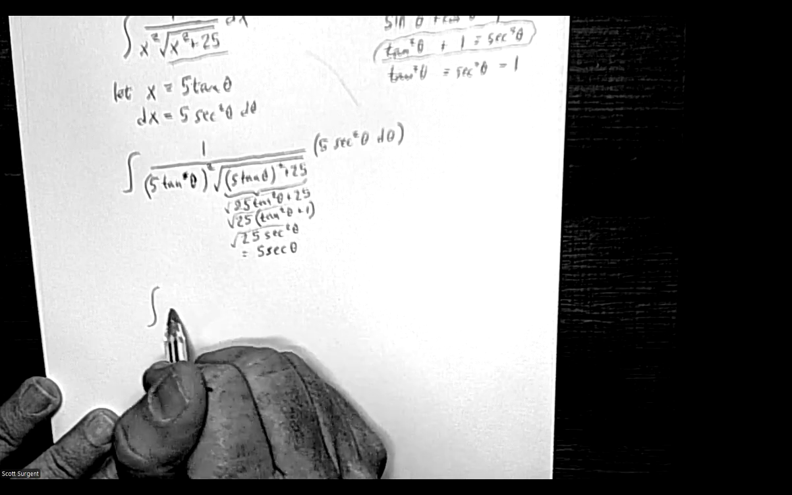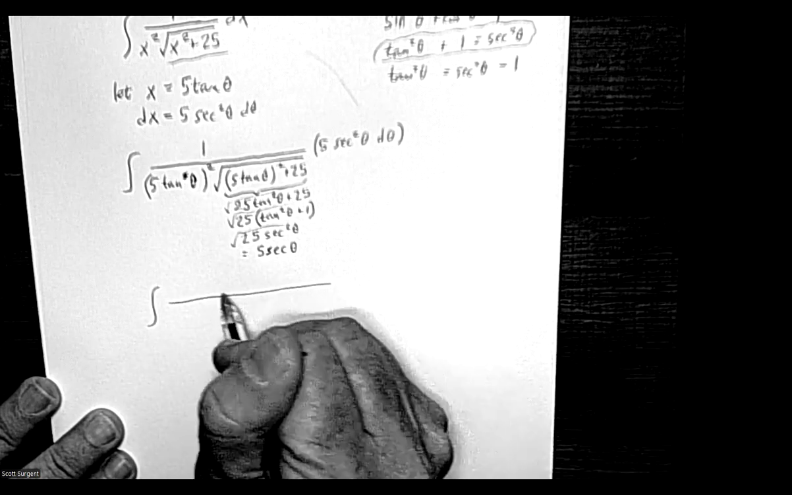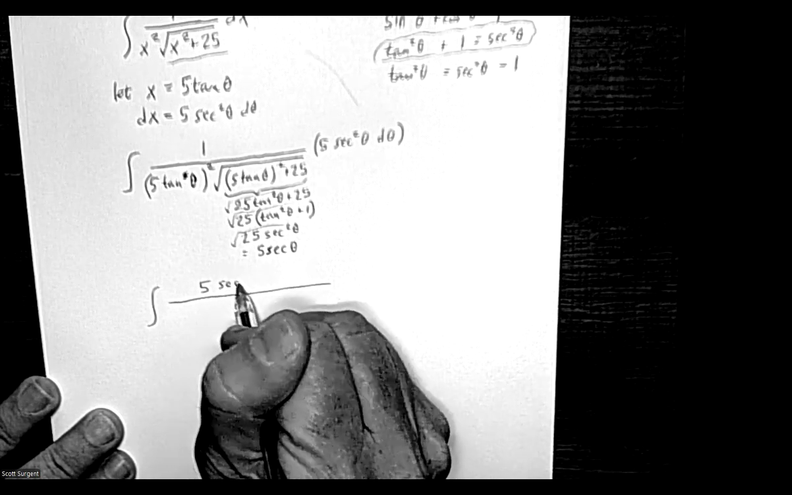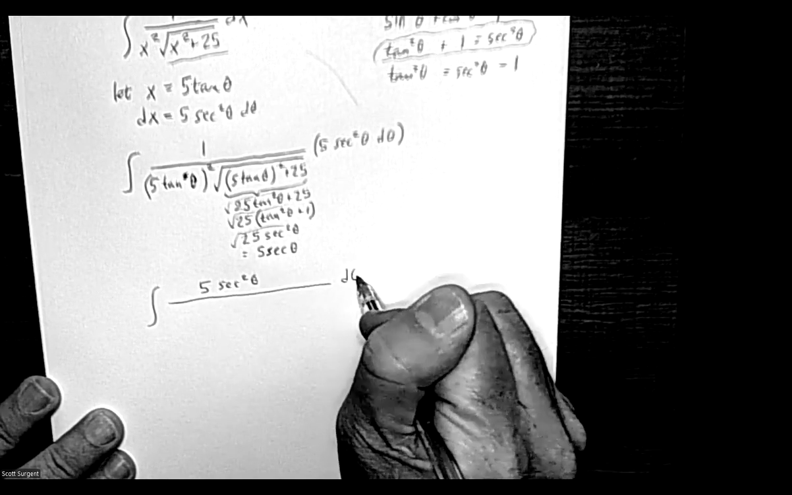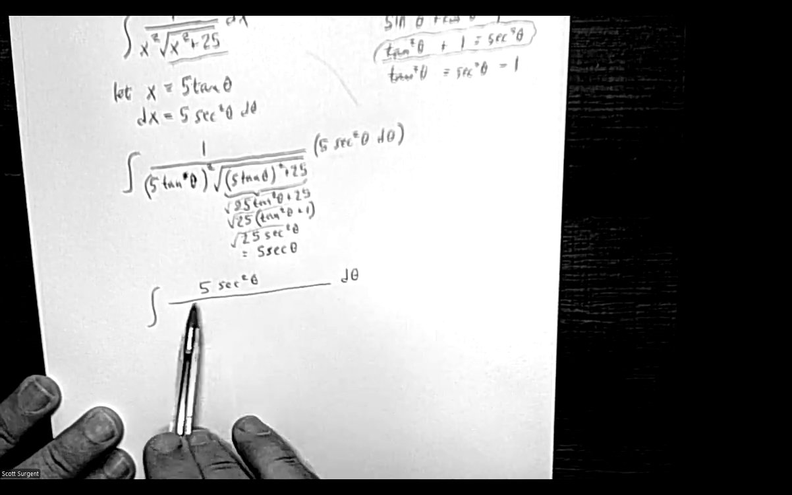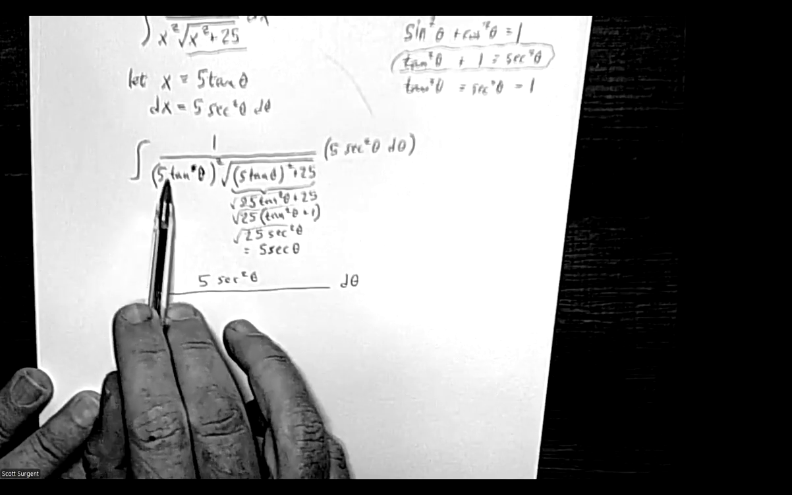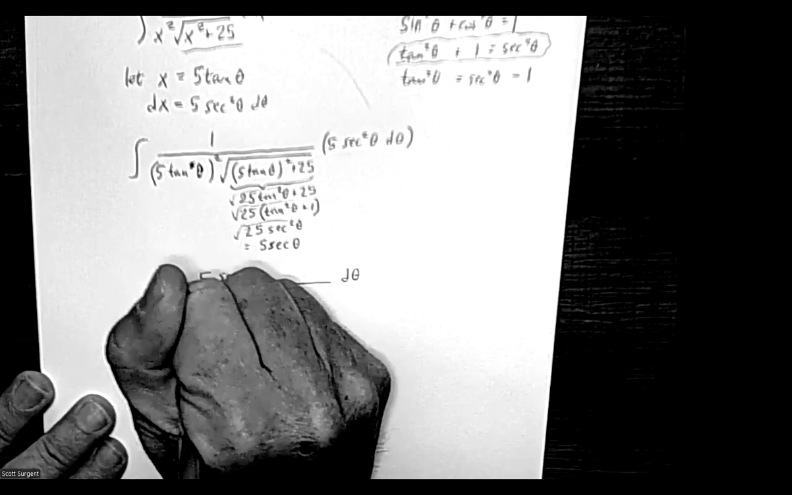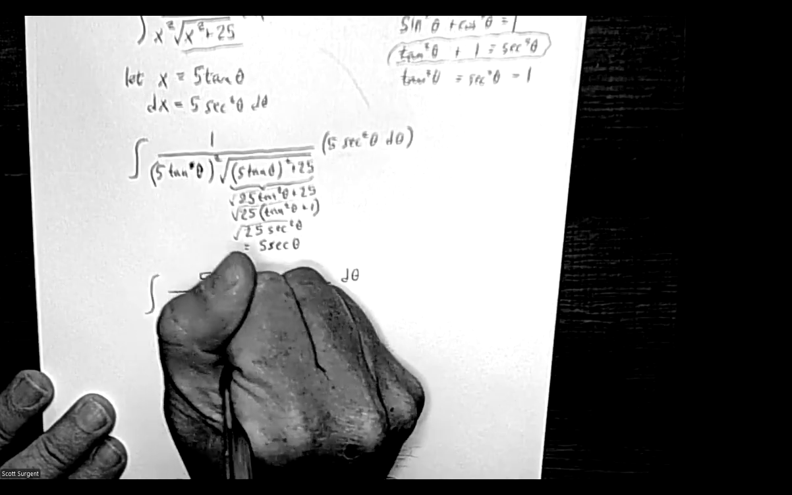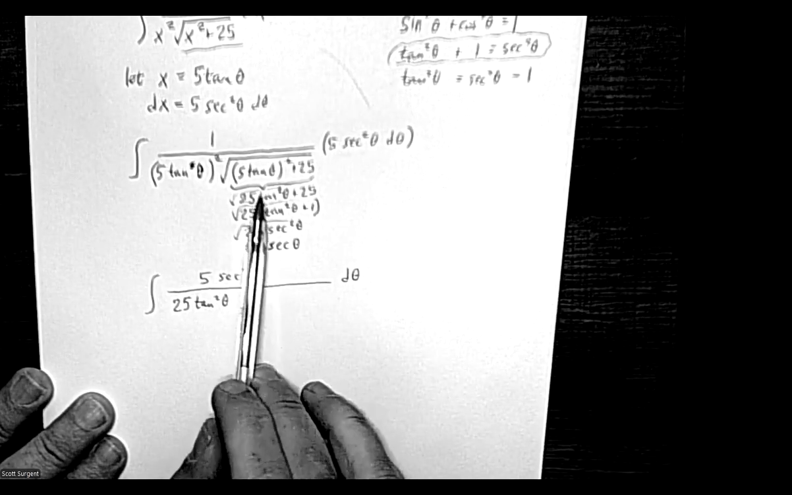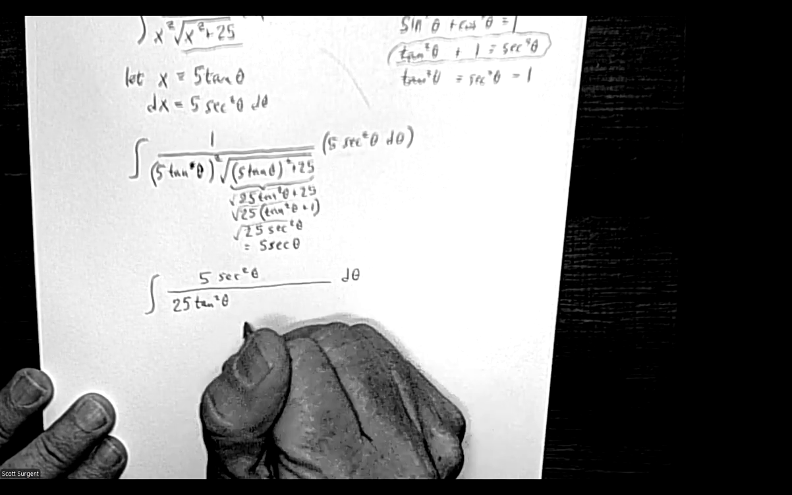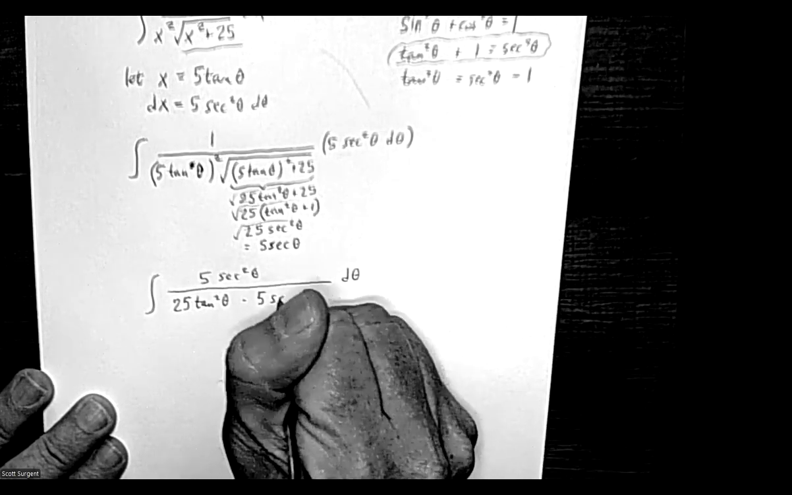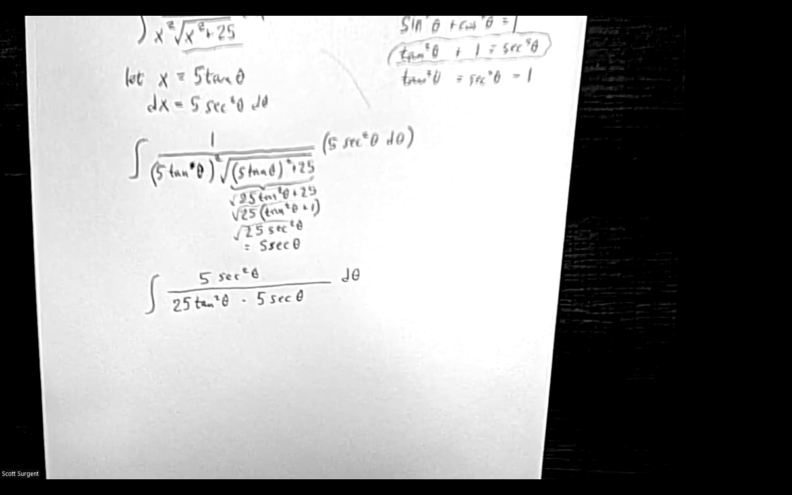So it's still messy, I apologize, but it's cleaned up a little bit. We've got 5 secant squared theta d theta, that's this guy on top now. This guy's 25 tan squared. And then finally that radical got taken care of. It's just 5 secant theta. So it's cleaned up a little bit.